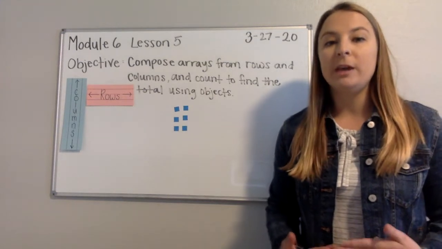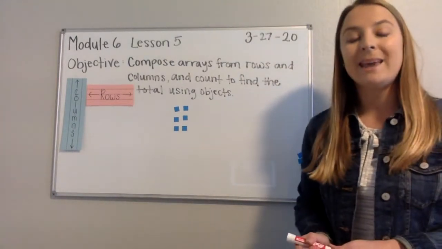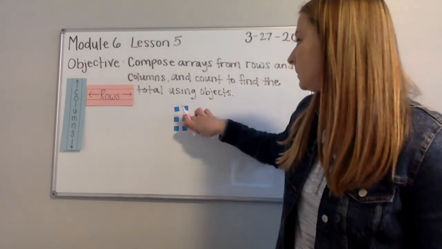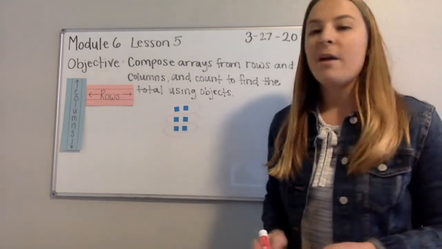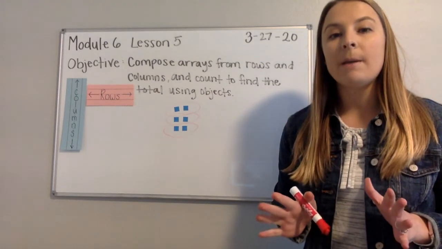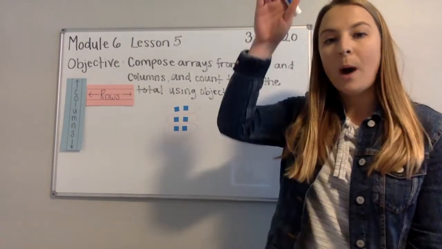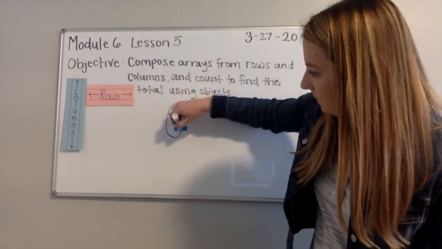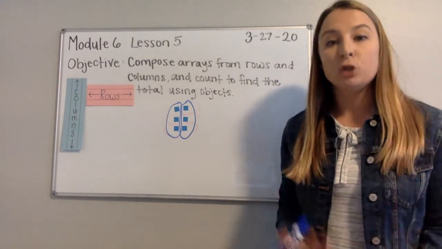I want to start by looking at the rows. Now remember, rows go left to right or side to side. I'm going to count the number of rows that I have. 1, 2, 3. There are 3 rows in this array. Now I'm going to leave my array the way it is, but this time I want to look at the columns. I'm going to circle the columns. Remember, columns go up and down. 1, 2. So I have 3 rows, but I have 2 columns.